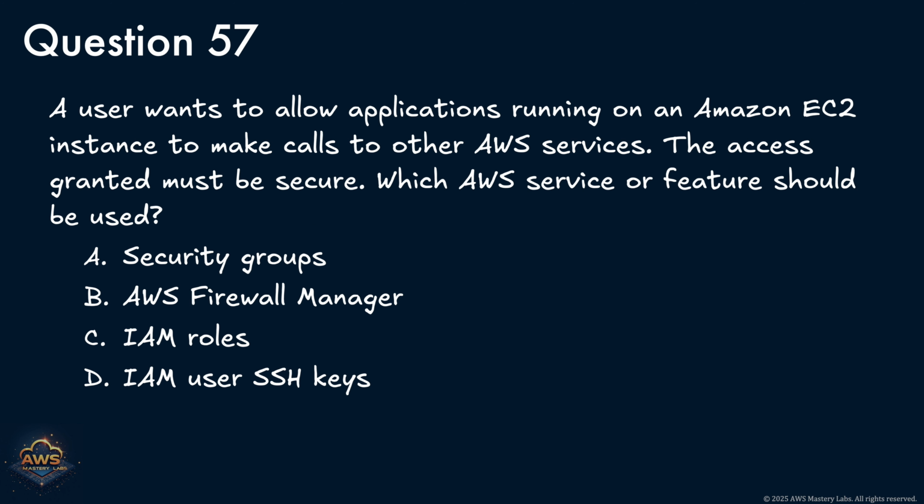A user wants to allow applications running on an Amazon EC2 instance to make calls to other AWS services. The access granted must be secure. Which AWS service or feature should be used?